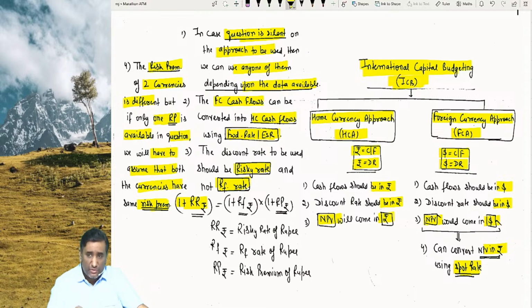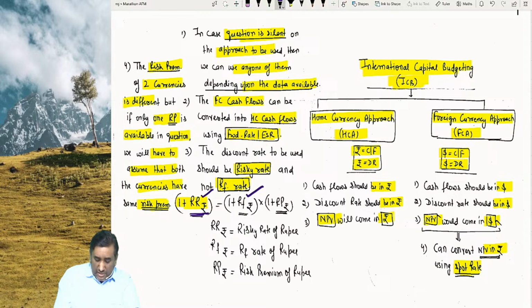Sir, what will we do? Actually, what will happen is, in the questions, he'll give risk free of one country, he'll give risky rate of one country. For example, rupee. Using this, can you find risk premium of rupee? Yes. Then using that risk premium of rupee, he'll say, assume this is the risk premium of, let's suppose, dollar, and then he'll give you risk free of dollar, and you calculate risky rate of what? Dollar. Understand what I'm saying?